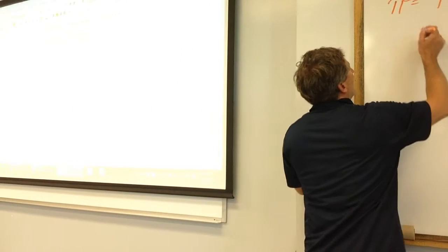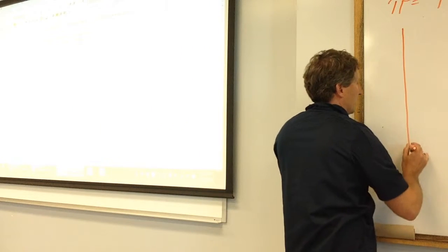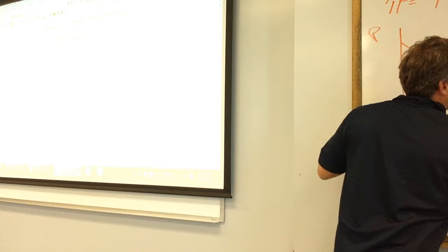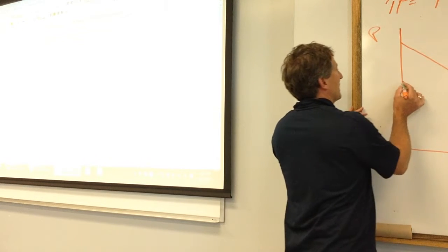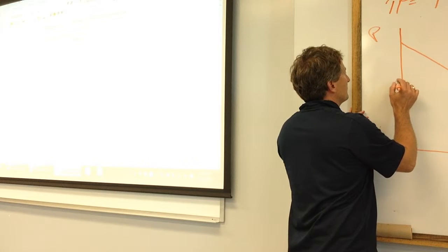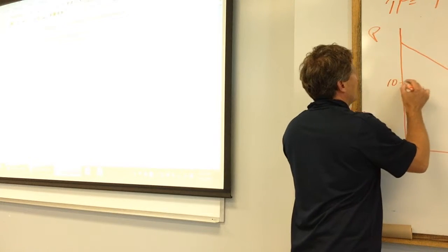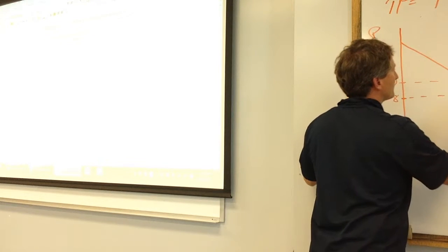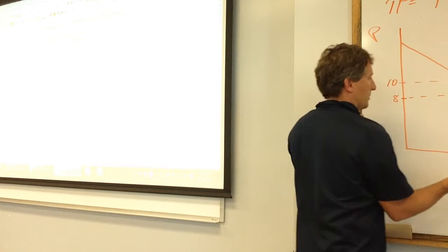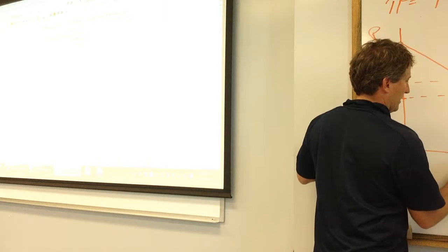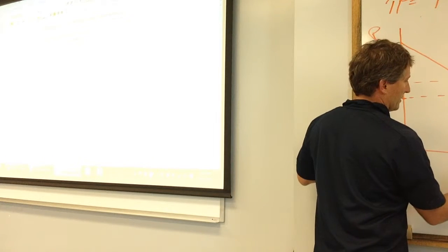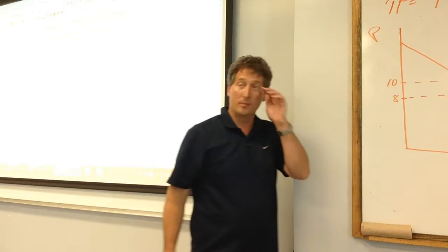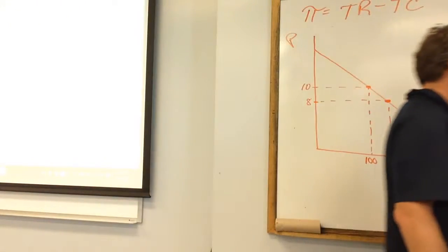To do that, let me start off first with just a basic graph. So there's the demand curve. Let me pick off 2 points here. Let's go 10 and 8, $10 to $8, and let's say that lines up with 100 and 120. So there's our 2 points along the linear demand curve.